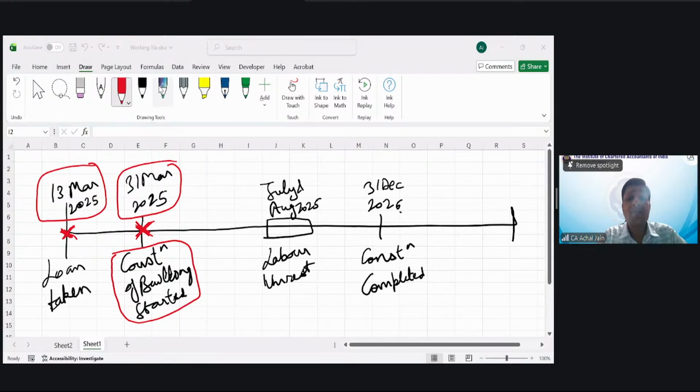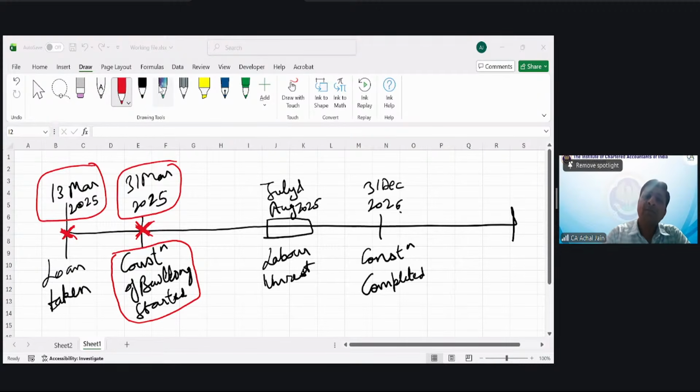Neha says interest will be charged from 13th March and will be shown in P&L, and its capitalization will start from 31st March. Yes, that's correct. Methli says, but the interest amount will be accrued. Yes, that's correct. See, if you have taken the loan, so interest you'll have to accrue. There is no doubt about it. The point is, can you capitalize it? Answer is no.